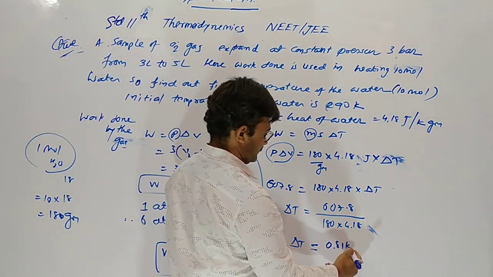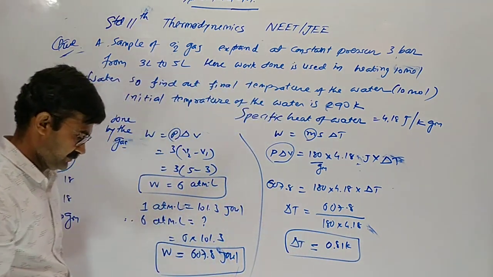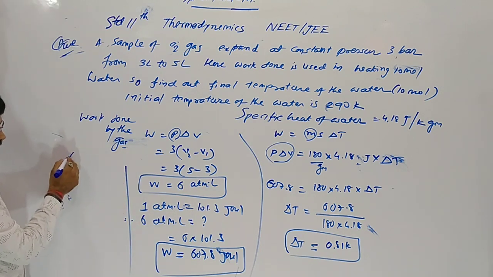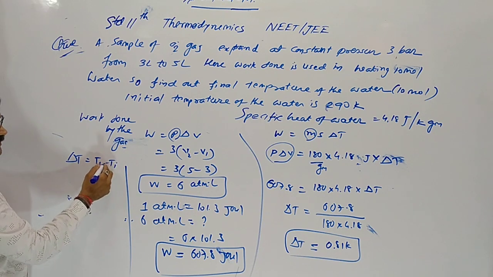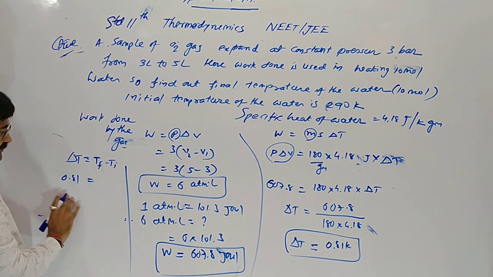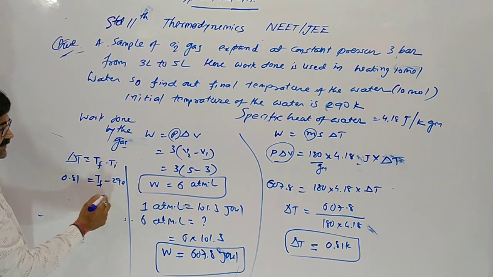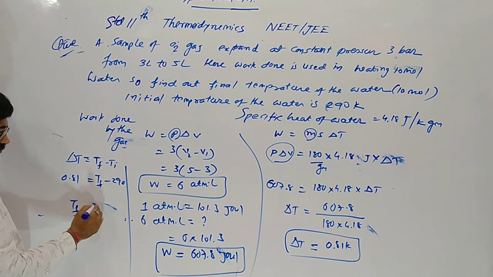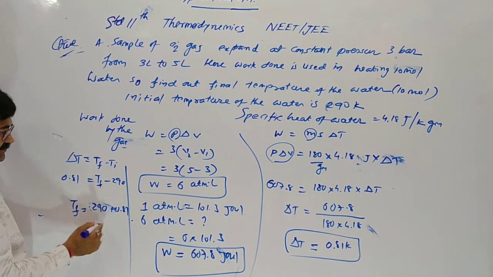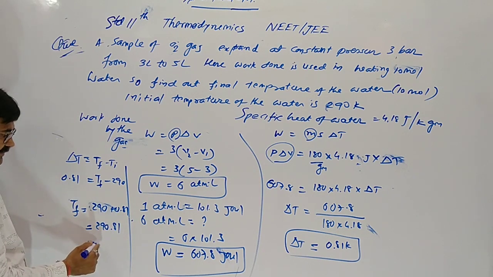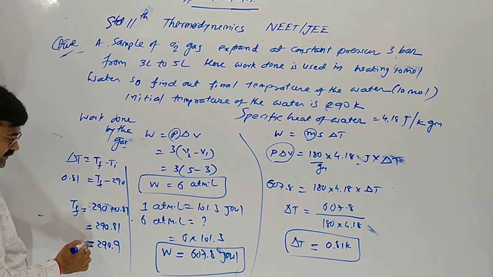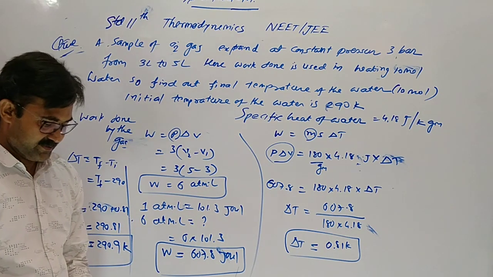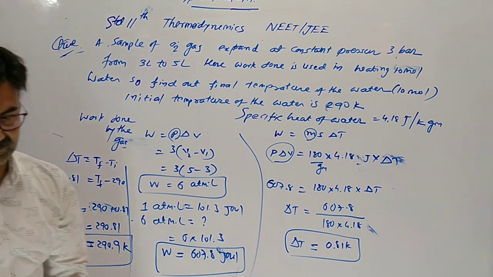Yes, 0.81 Kelvin. Now for getting final temperature, delta T is equal to final minus initial. 0.81. Initial 290. So final will be 290 plus 0.81. So 290.81, so round about 290.9 Kelvin temperature. It is clear? This is our answer.